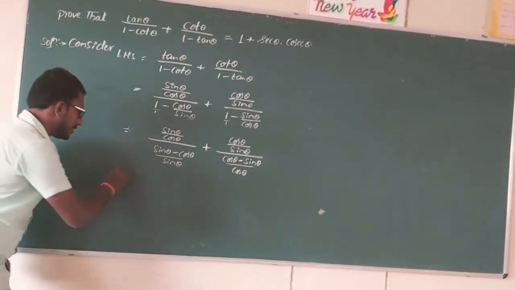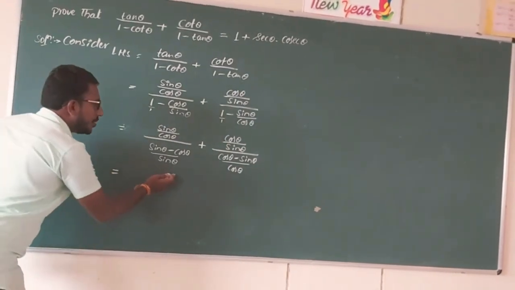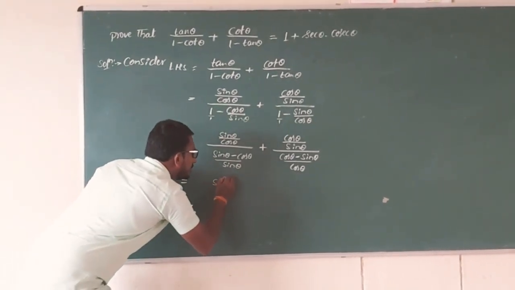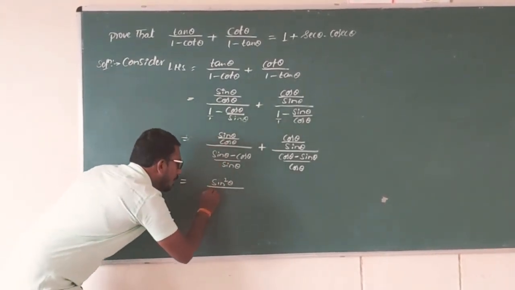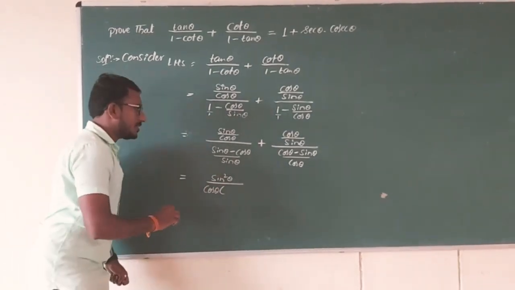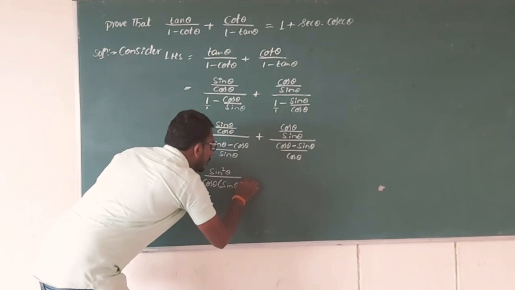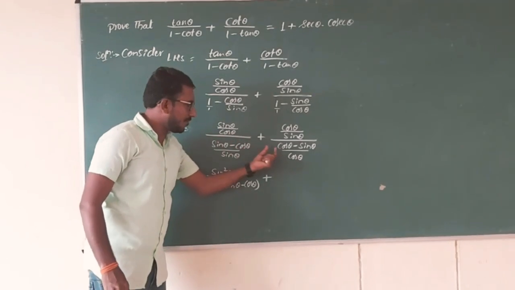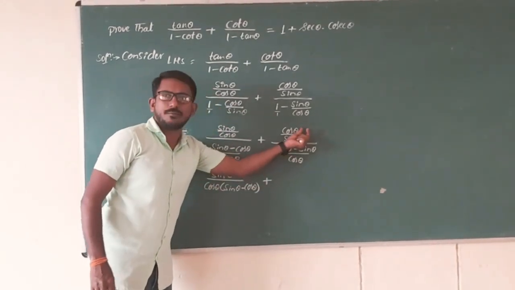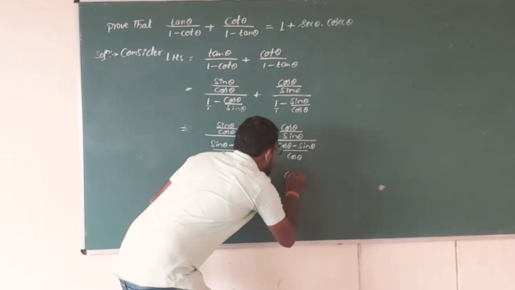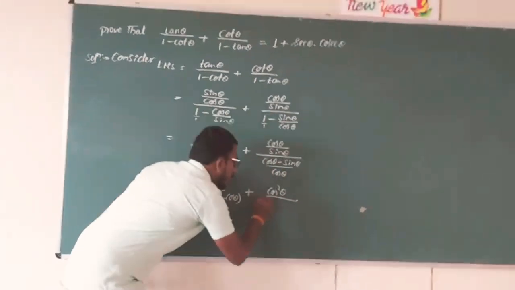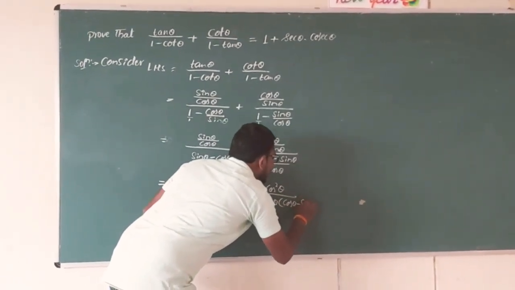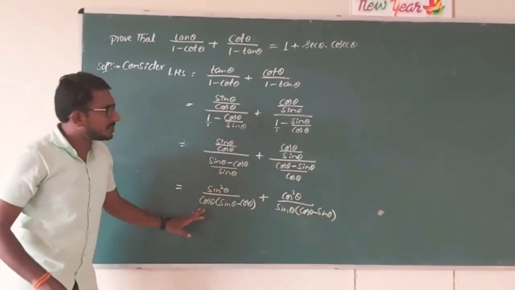So next is simplification. The denominator of the denominator will go to the numerator. So sin theta will go to the numerator. Then it becomes sin square theta divided by cos theta into sin theta minus cos theta, plus. Similarly here the denominator of the denominator goes to the numerator, that means cos square theta divided by, and here the denominator is cos theta minus sin theta. I hope even this step is very clear.